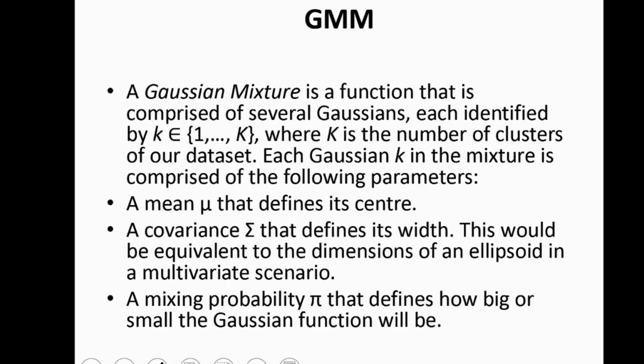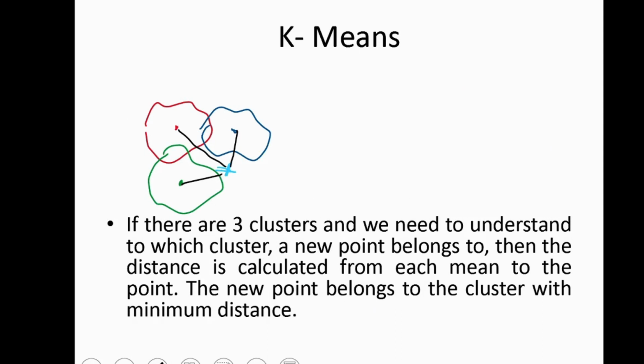Next is another algorithm which is totally different from Gaussian mixture model. This is called the k-means algorithm. K-means algorithm means, imagine we have this blue color point and we have three clusters like this. We will calculate the distance from this point to the center of each cluster. Whichever center has the minimum distance to that point, we can say that the point likely belongs to that particular cluster.